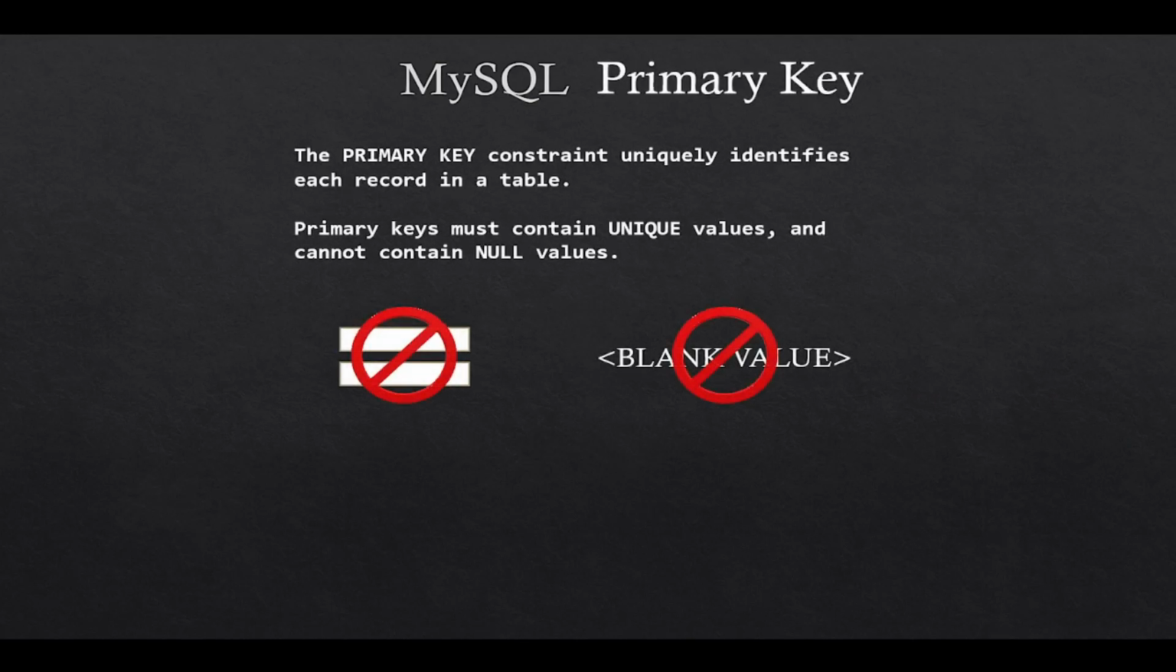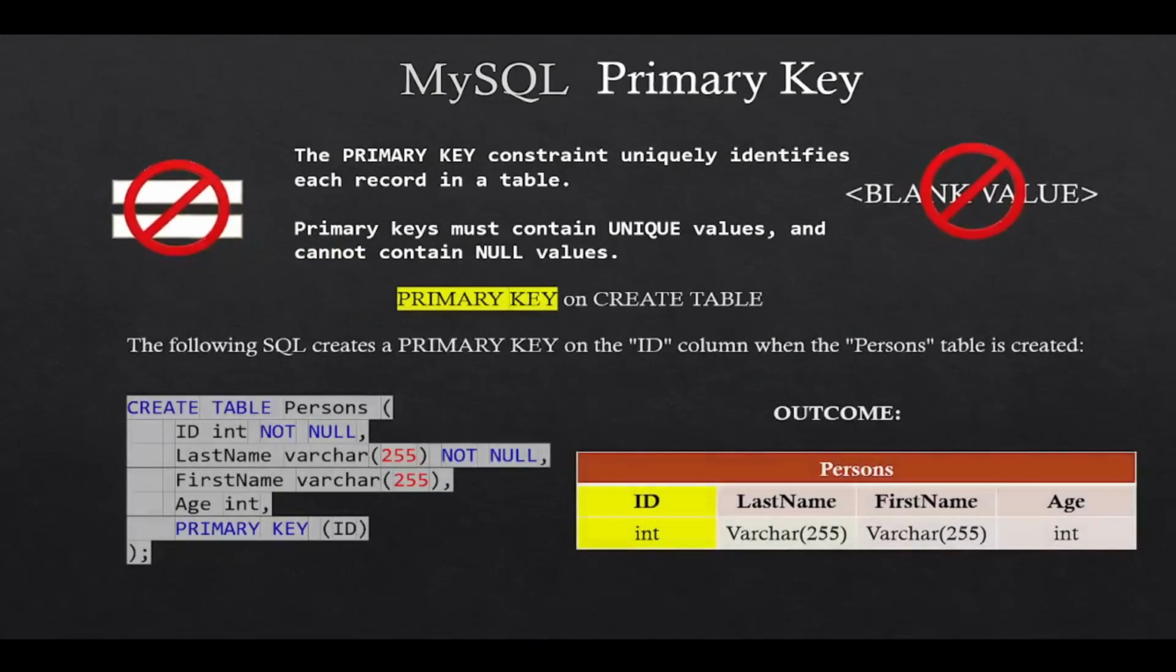MySQL primary key. The primary key constraint uniquely identifies each record in a table. Primary keys must contain unique values and cannot contain null values. The primary key must be a unique value because it is the one that represents the table, and it is the one that uniquely identifies the row of the table in a column.